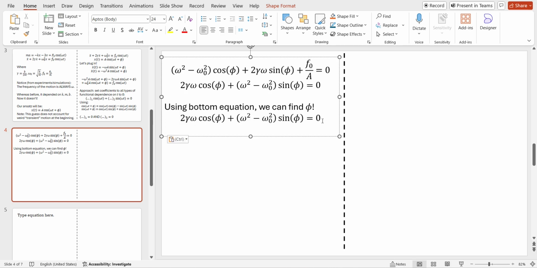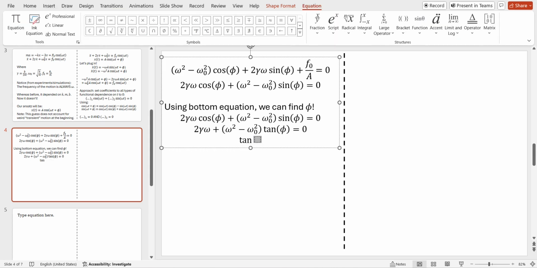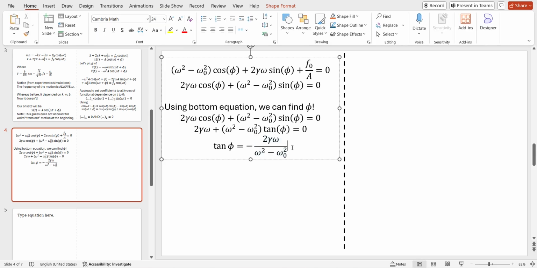So basically, we have to find phi and a, and the first thing we do is use the bottom equation. There's no a in there, so we can just use it to find phi. I just copied the bottom equation, and the only thing I did in that step is divide both sides of the equation by cosine of phi. So the cosine goes away, the sine turns into a tangent, and the zero stays the same. From there, I can solve for tangent of phi, which is what I'm doing over here. I just end up having minus 2 gamma omega divided by omega squared minus omega naught squared. And that's how we find phi. We can take the arctangent if we wanted to, but that's phi.